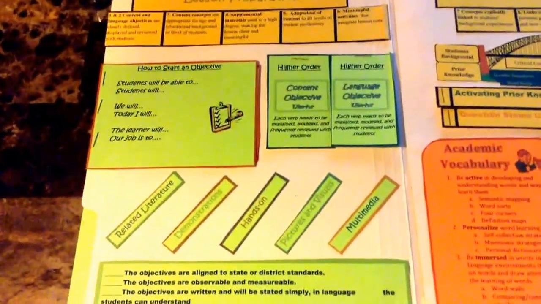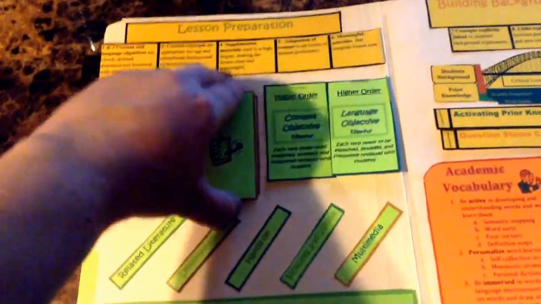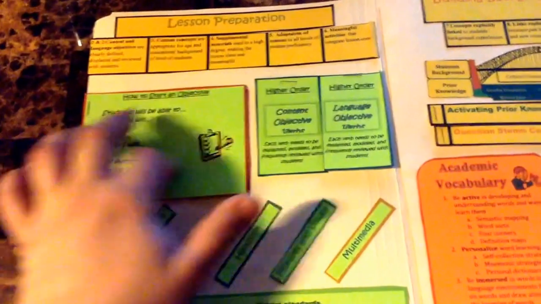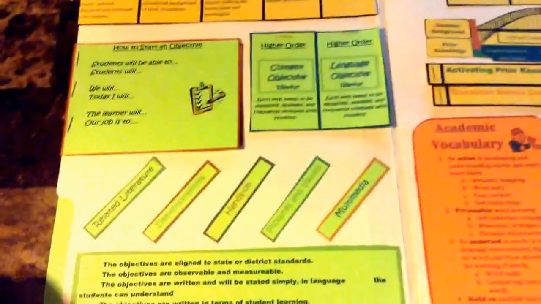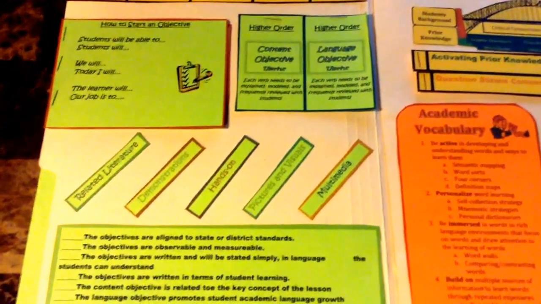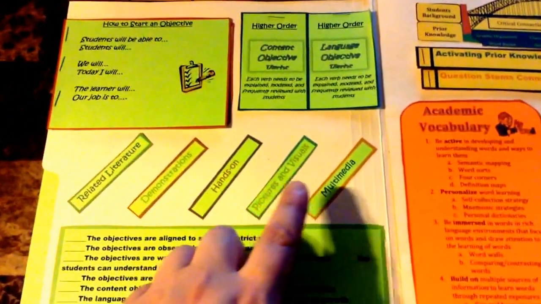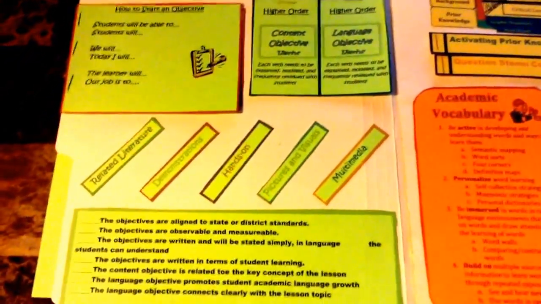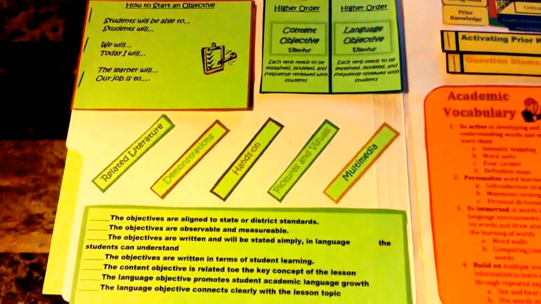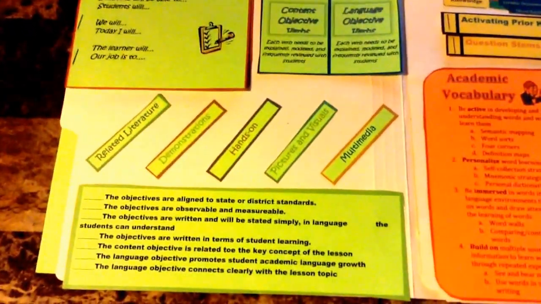So what we have here is our objectives and how to make them student friendly. And then our higher order verbs. So here we have a list of those. We also have our labels, and these are for us to have meaningful activities that can be integrated into our lessons. And of course, we have this as a checklist for our lesson plans.